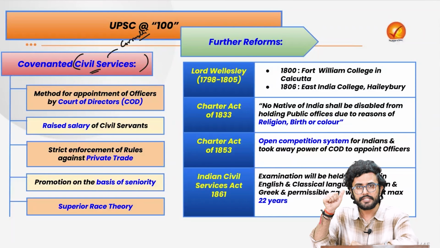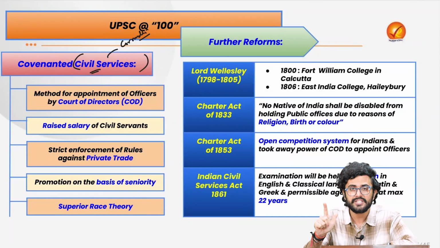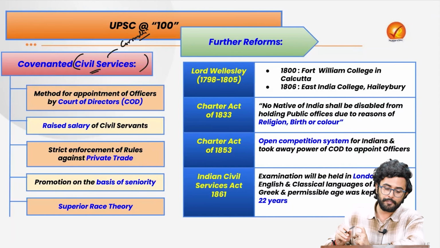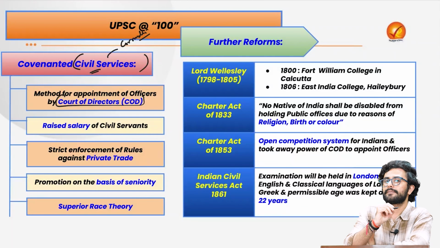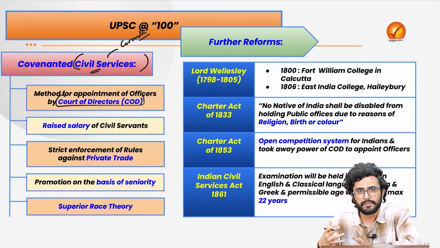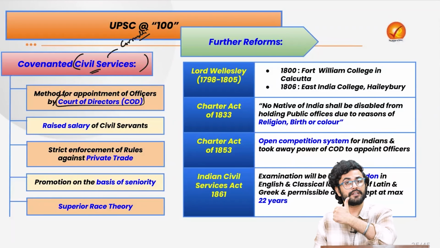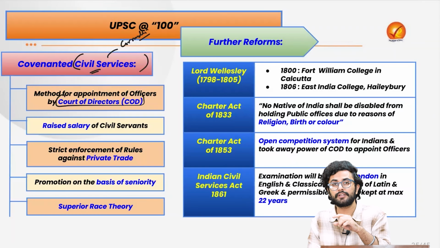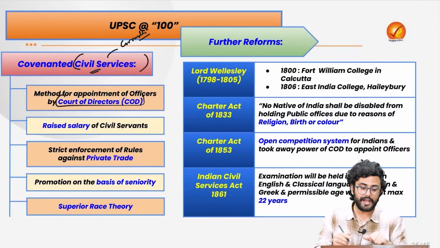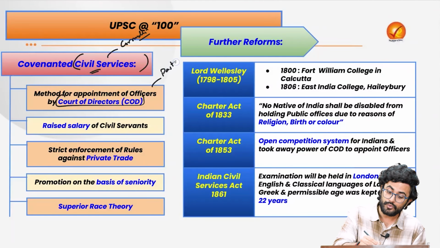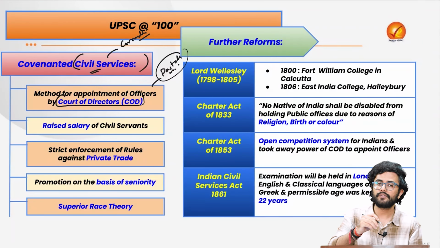Cornwallis said that these district collectors, these district magistrates will now be appointed by the Court of Directors. And because these district magistrates had the power to collect the revenue, they were also indulging in private trade. Why? Because they were misusing the dastak rights at that point of time.